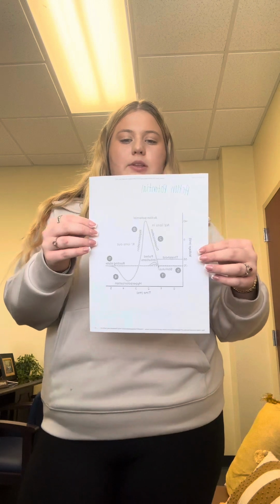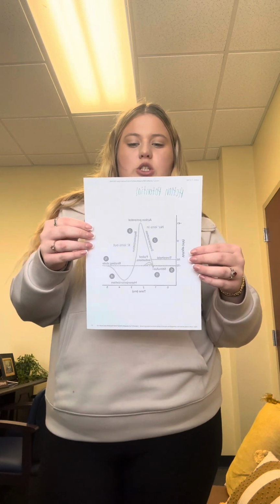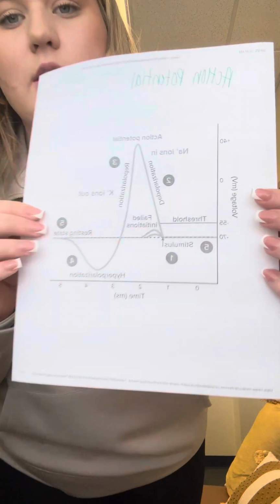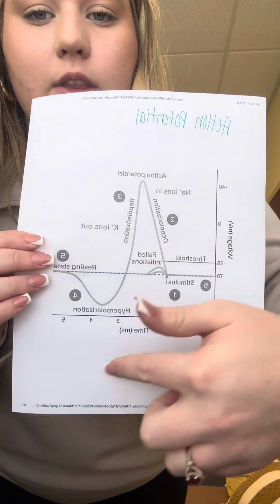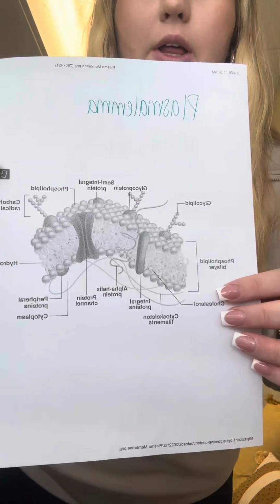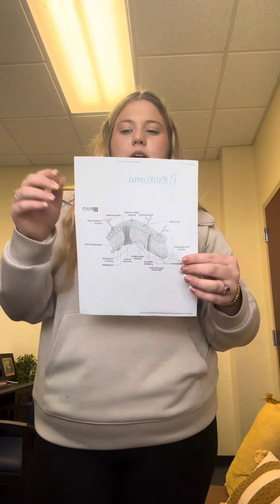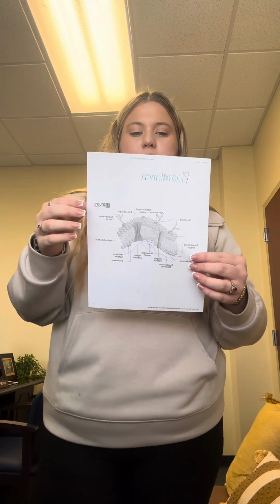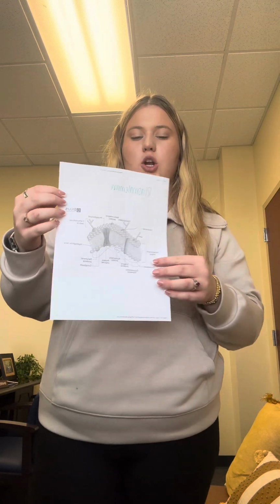And the next is action potential. It's a rapid sequence of changes in the voltage across a membrane. And so it goes up and then down. The next is the plasma lemma, and that's a picture of a plasma lemma. It acts as a physical barrier between the external environment and the inner cell organelles.